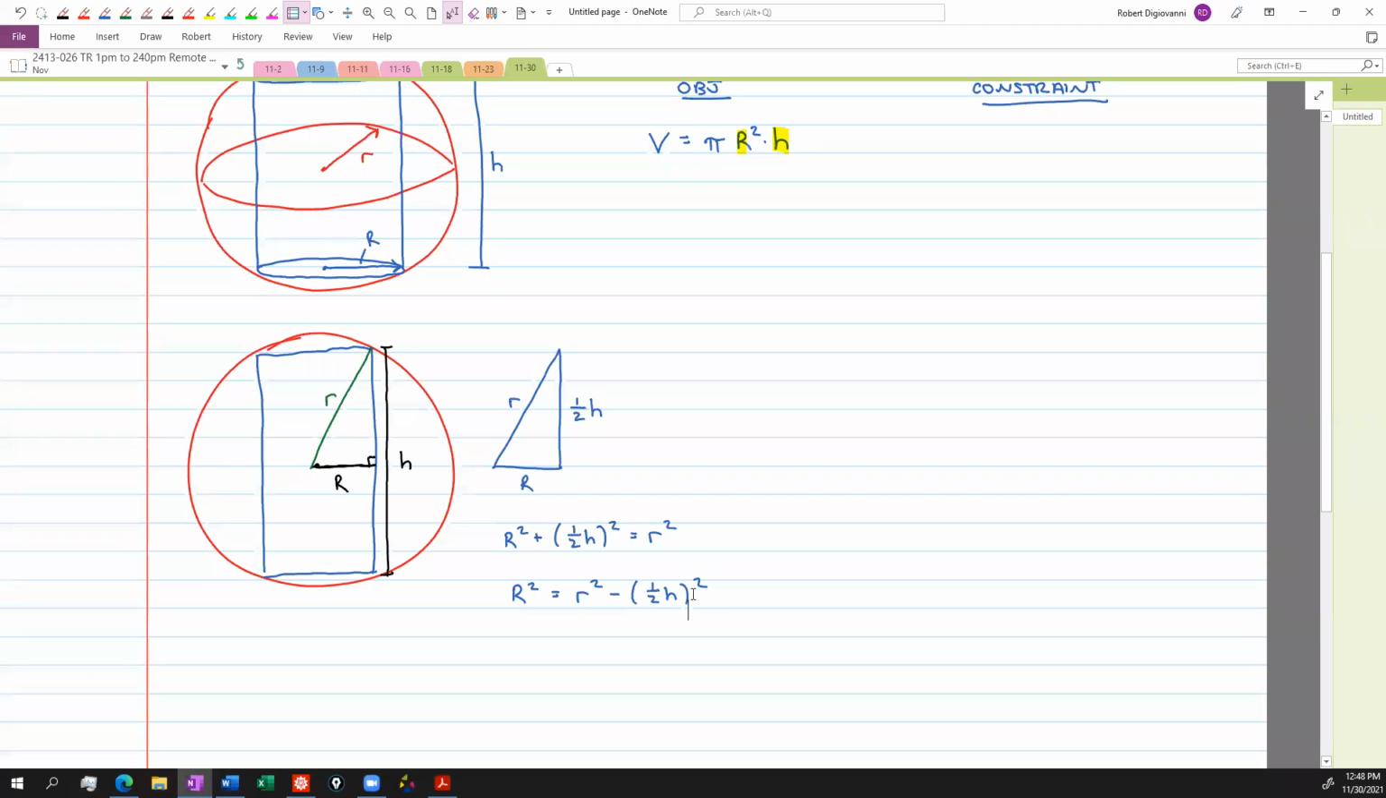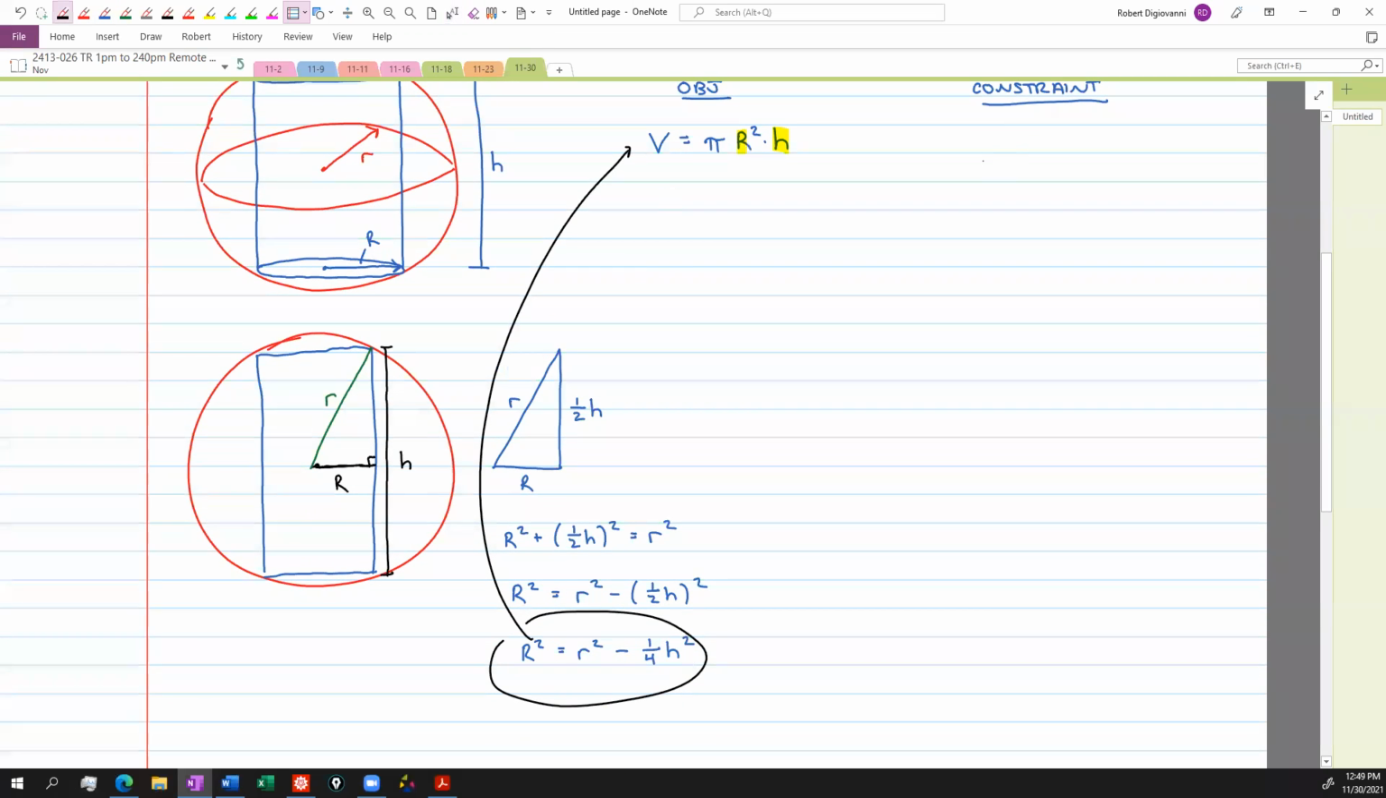And let me go ahead and square that. Capital R squared equals little r squared minus 1/4 h squared. So I squared both the half and the h to get this. This is the formula for capital R squared, and it's in terms of h. So I can come back up to my formula, take this, and now substitute.